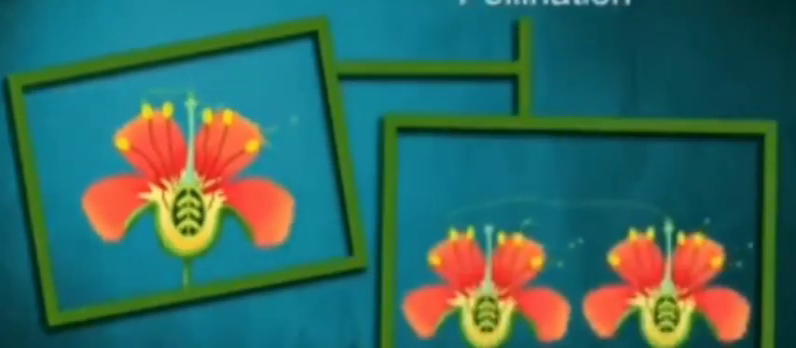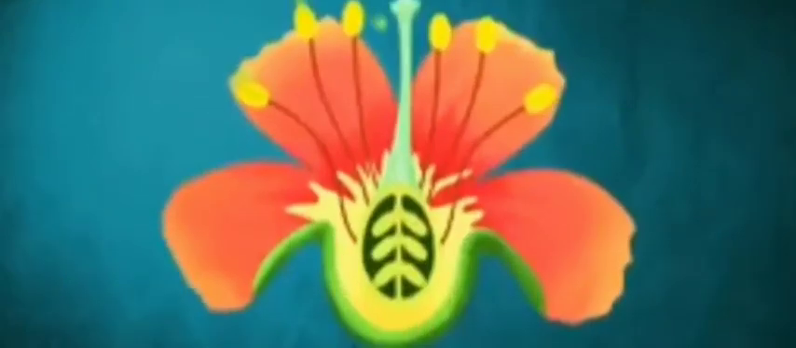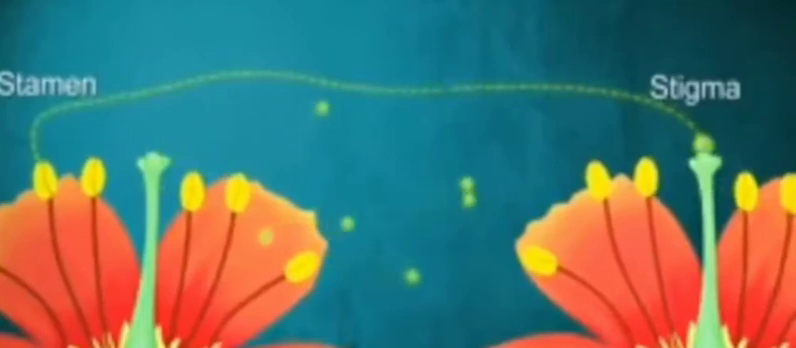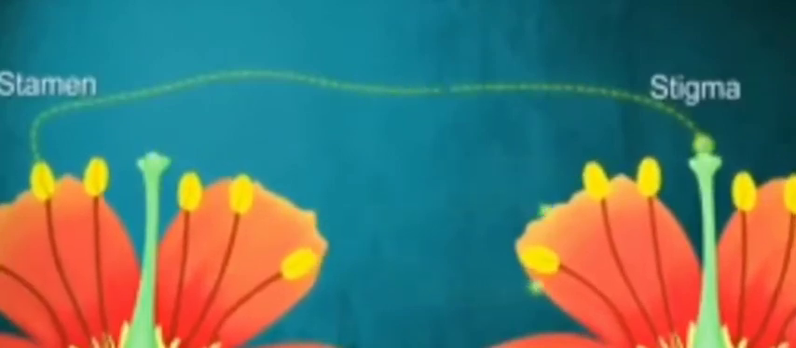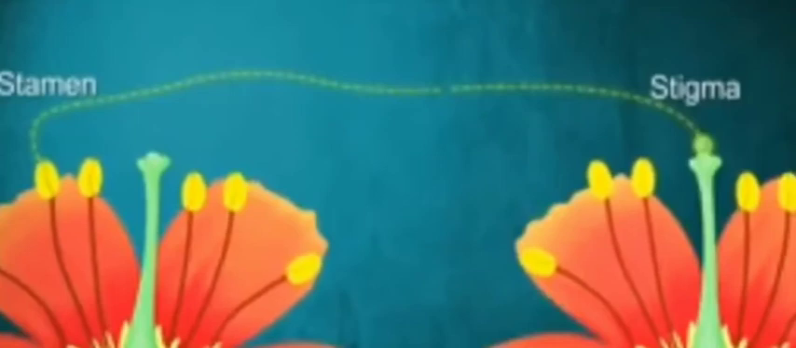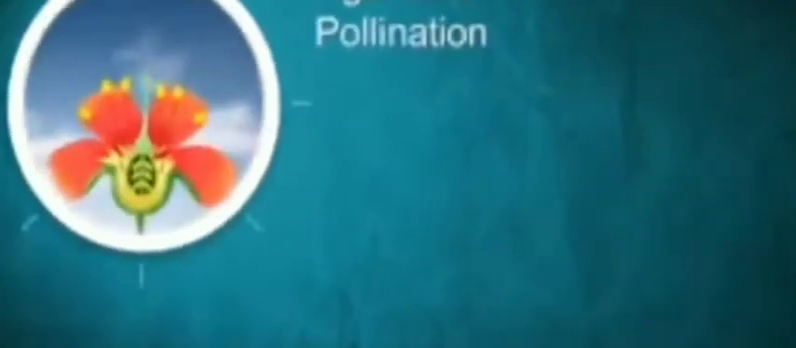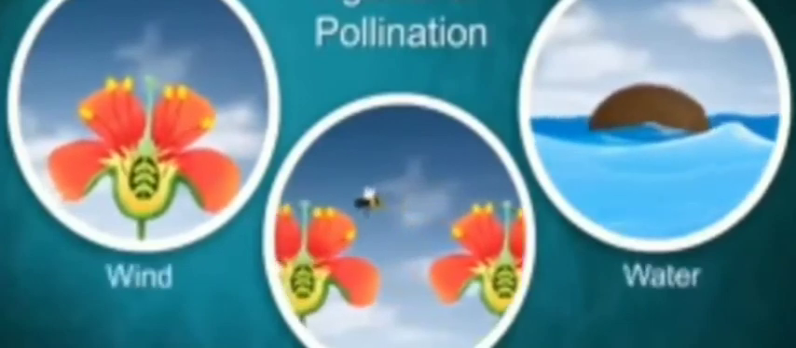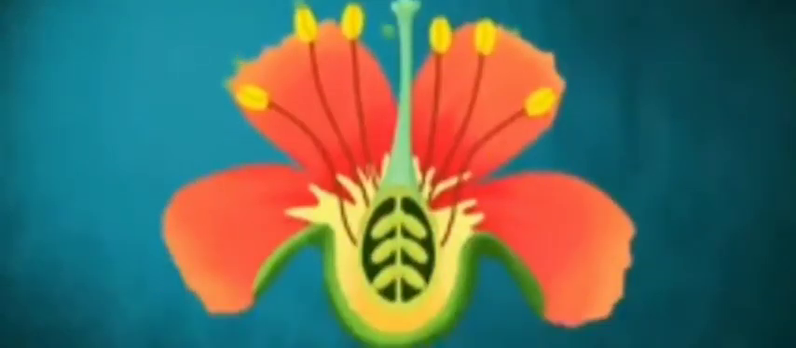So the transfer of male gamete from the stamen of a flower to the stigma of the same flower, that's called self-pollination. So the same stamen and stigma, where the pollen grain is transmitted. Whenever the pollen grains from the stamen of one flower are transferred to the stigma of another plant, that's called cross pollination. There are different agents for this pollination: wind, water, and animals.